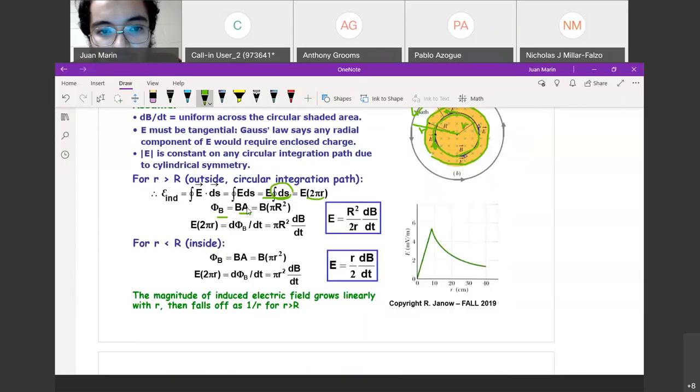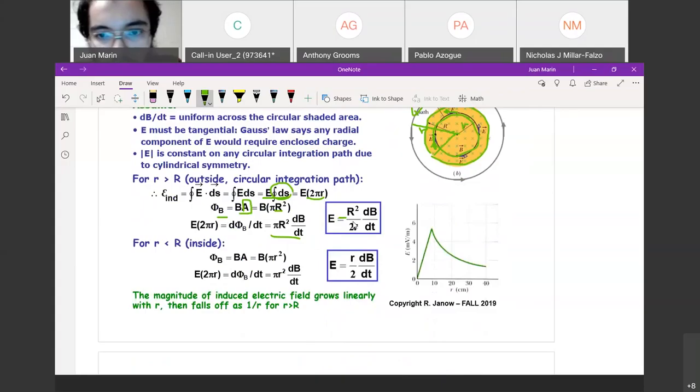So then in E·ds, we bring the electric field out of the integral since it's constant, multiplied by the integral of ds, which is 2πr. Φ_B is B multiplied by the area. The cross-sectional area is πR², where the capital R represents the radius of this shaded area. That's the cross-sectional area that we're thinking about for flux.